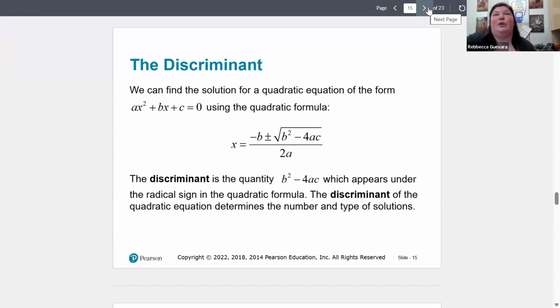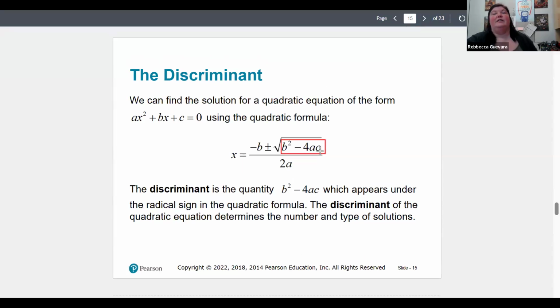So we can find the solution for a quadratic equation of the form ax squared plus bx plus c equals 0 using the quadratic formula. The discriminant is going to be this part right here. So the part under the square root is going to control how many solutions we have. If we're in the real numbers, and this is going to be a negative under the square root, we end up with no solution. If we're in the complex numbers, then that would give us an i. If this b squared minus 4ac was positive, that tells me I have two solutions. And when it's 0, that tells me I have only one solution.